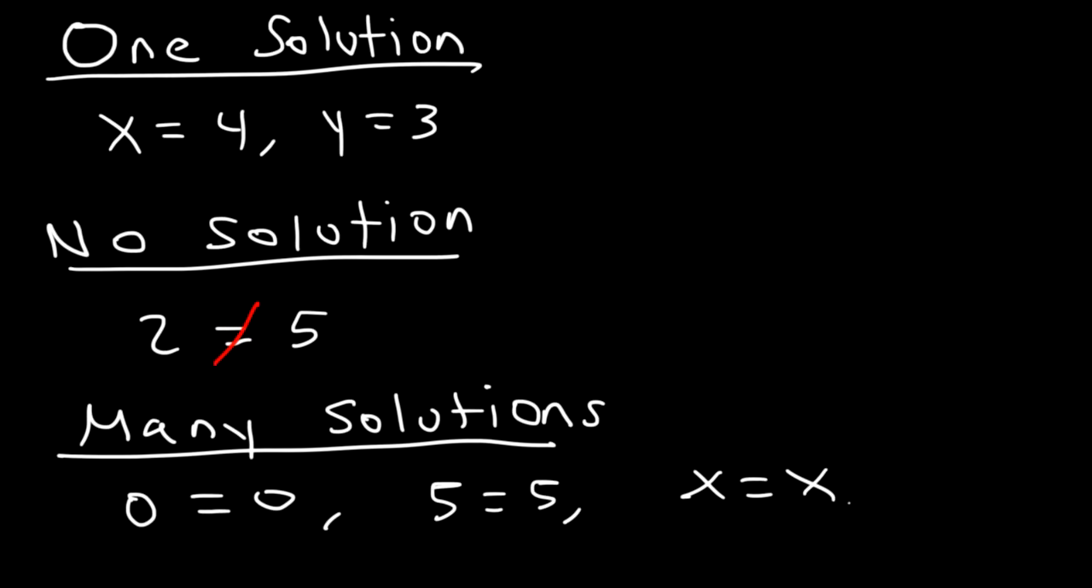And once you know it's one solution, you know it's consistent and independent. If it's many solutions, you know it's consistent and dependent. If it's no solution, it's inconsistent and independent.